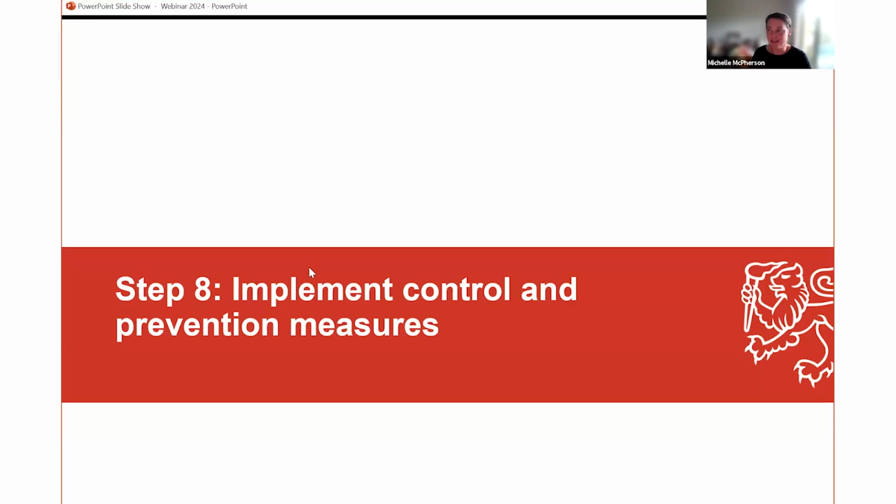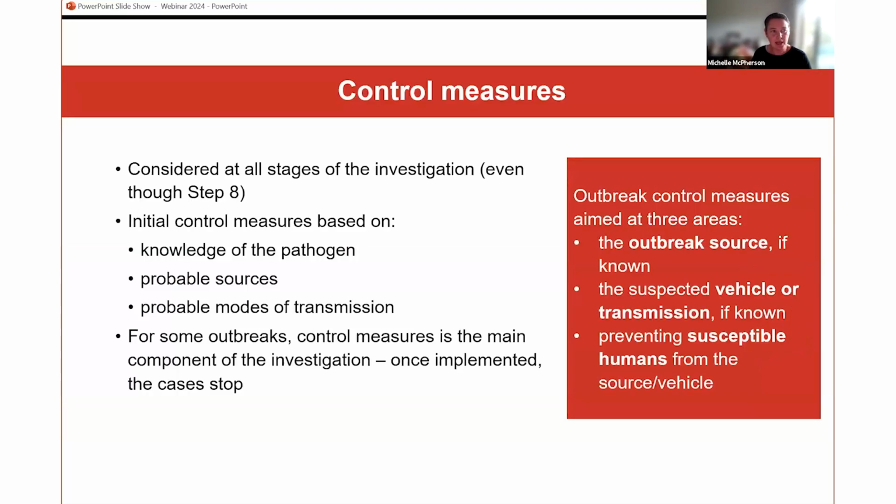This is the main purpose of the outbreak investigation. You want to figure out what's going on so you can stop it. It is down as step 8, but really should be considered throughout all stages of the investigation. You can implement control and prevention measures right at the beginning of the outbreak based on what you know about the potential pathogens, the probable sources, and the probable modes of transmission. For some outbreaks, though, you do need to figure out what's going on before you can implement control measures.